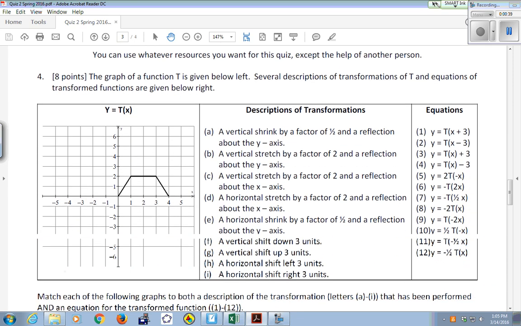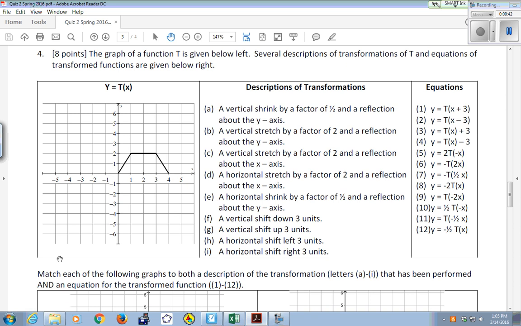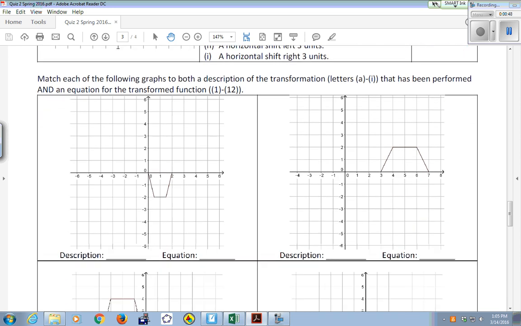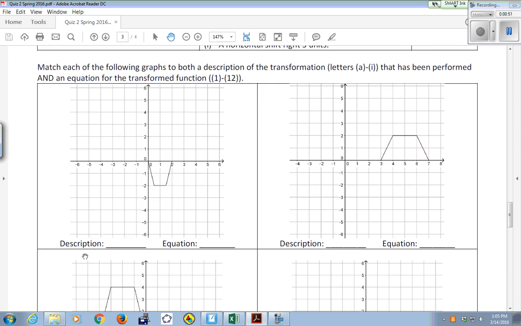And then over the weekend, I was made aware that I made another mistake in number 4. The first graph in the upper left, there is no description in the list that matches that graph's transformations. So everybody could either write NA because there isn't one that matches, or some people fixed one and put that letter there, and that's fine too. Either way will be acceptable. All right, so if you want to fix either of those two things before you hand your quiz in at the end of class, that's fine.